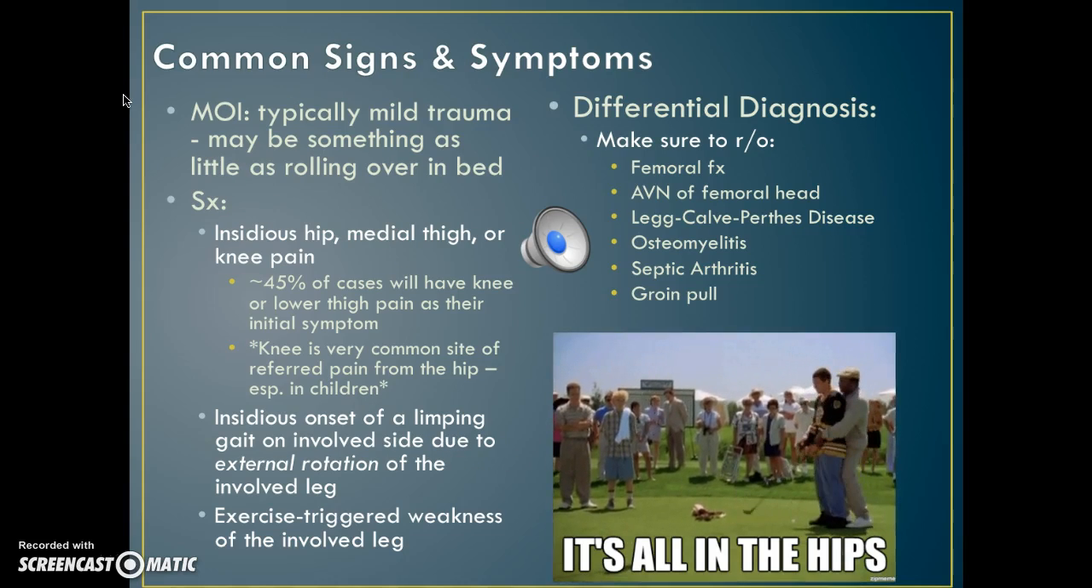The most common mechanism of injury is typically a mild trauma. This can be as small as rolling over in bed. As far as signs and symptoms that the patient will present with, they will have insidious hip, medial thigh, or knee pain, and knee pain is actually very common referred pain from the hip, especially in children. The patient may also have insidious onset of a limp on the involved side, as well as weakness that is triggered by exercise. Some things to rule out: you want to make sure that the patient doesn't have a femoral fracture, avascular necrosis of the femoral head, Legg-Calvé-Perthes disease, osteomyelitis, septic arthritis, or a groin pull.